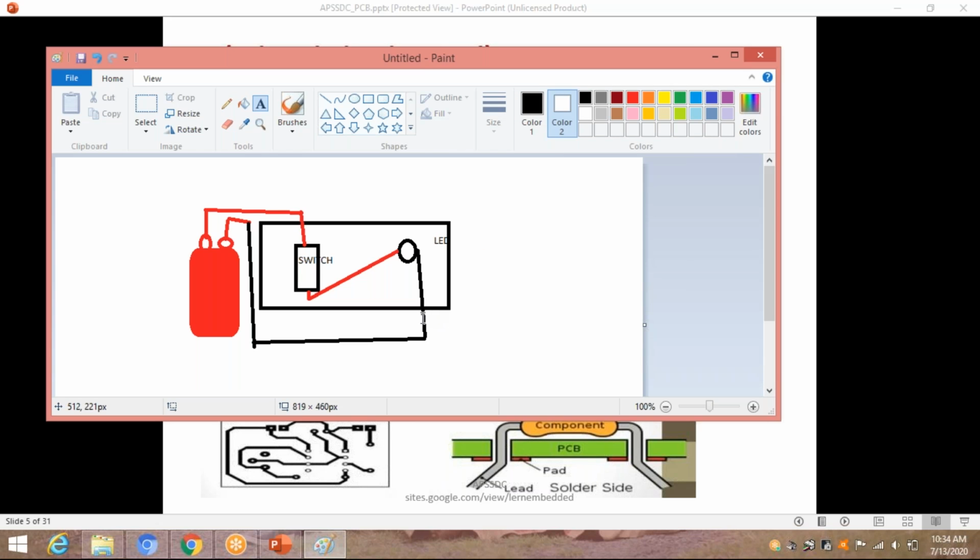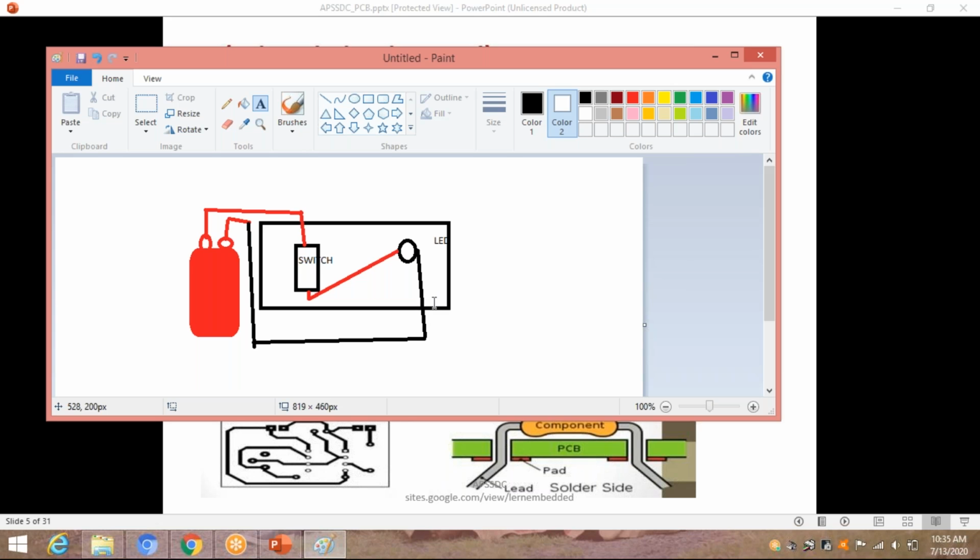Okay guys, consider this is a basic circuit and you need to connect it on a breadboard. What will you do? You need to take a switch, you have an LED, and you need a battery. The battery positive terminal is connected to one side of the switch and the other side is connected to the LED. The ground is directly connected to the LED.